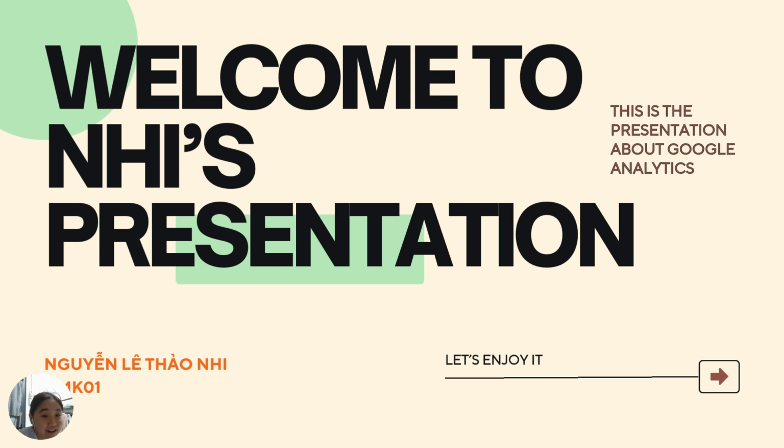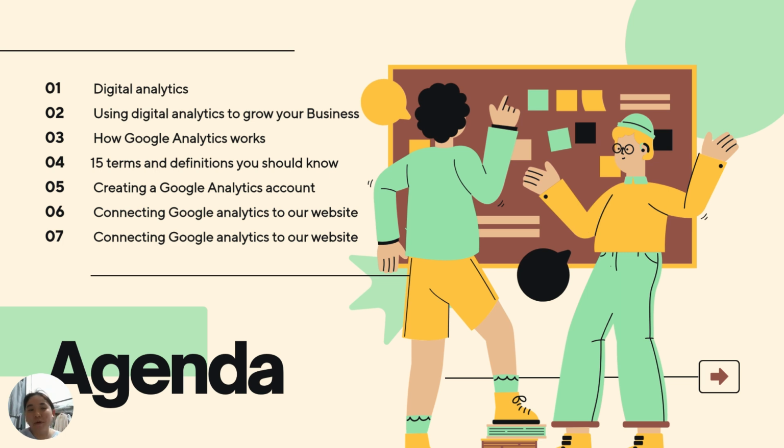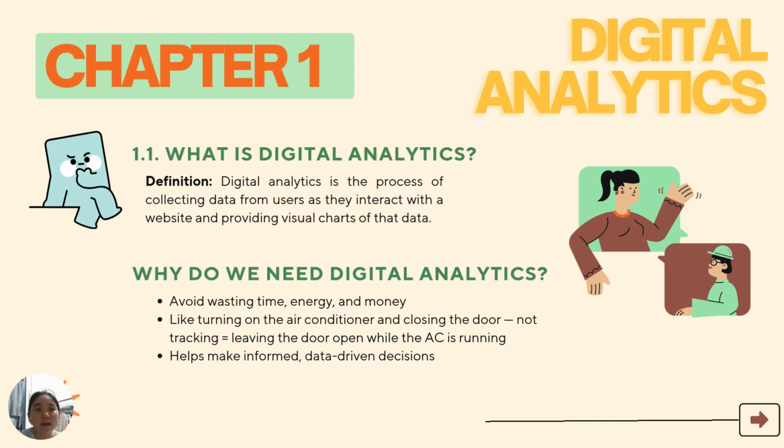Let's get started. So about the agenda, the first video is about the first 7 steps of Google Analytics. That is digital analytics, how to use it, how it works, 15 terms about it, and how to create an account and connect it to our website. So the first chapter is about digital analytics.